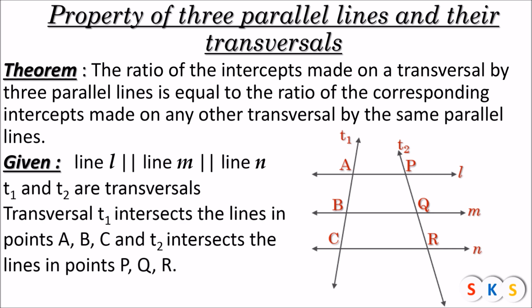So what is given here? Line L parallel to line M parallel to line N, and you can see in this figure transversal T1 intersects lines L, M and N at points A, B and C respectively, and transversal T2 intersects lines L, M and N at points P, Q and R respectively.